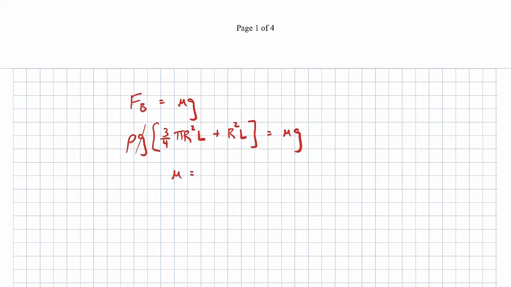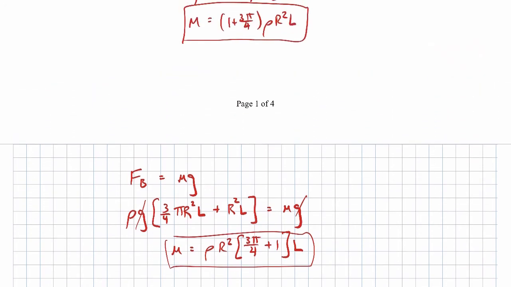You'll see the gravities cancel out, and what we're left with is rho r squared times (3 pi over 4 plus 1), whole thing times an L, which should be the same. Yeah, it's the same result we had up here.